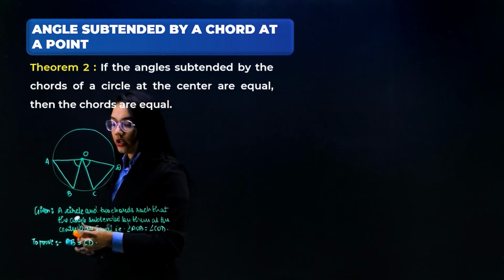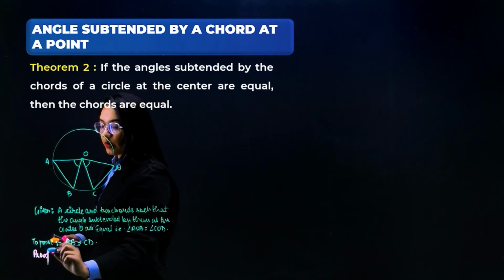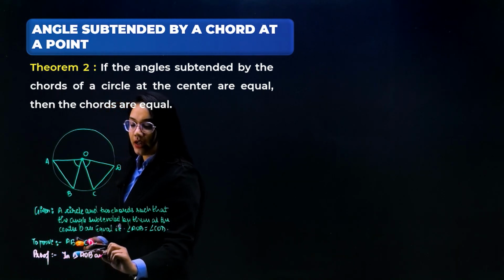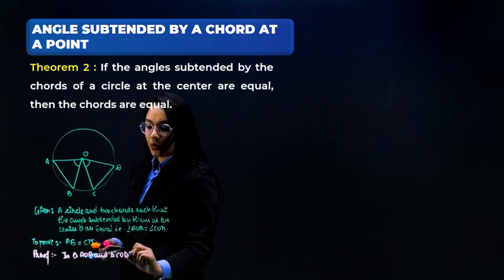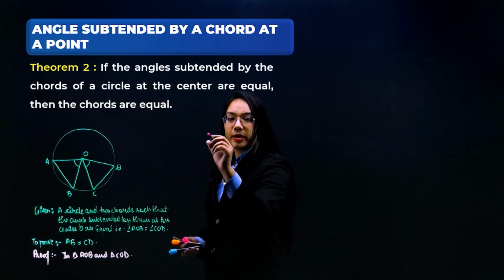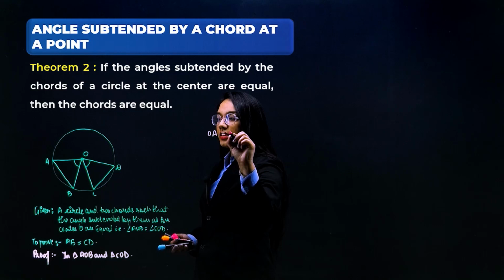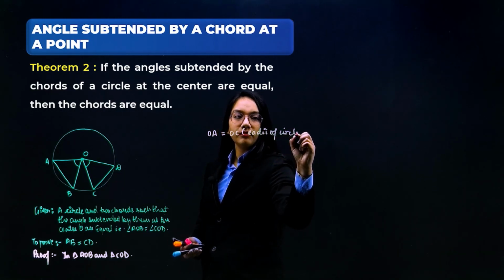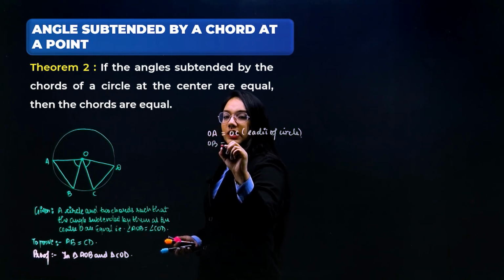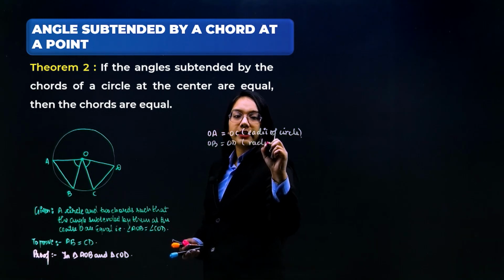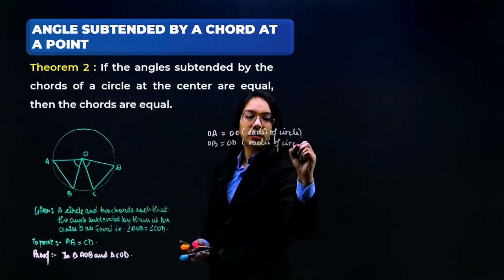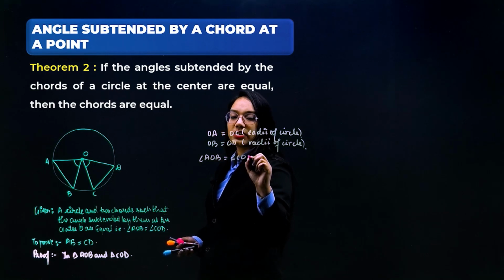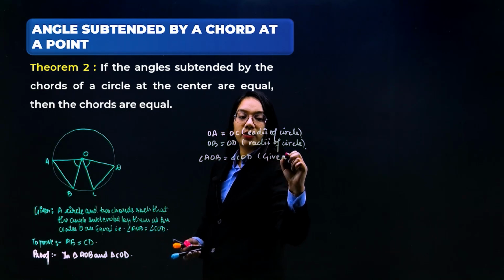The proof would be like this: in triangle AOB and triangle COD, we can say that OA is equal to OC, being the radii of the circle. Further, OB is equal to OD, again the radii of the circle. Again, the angle AOB, which is given to us, is equal to angle COD.